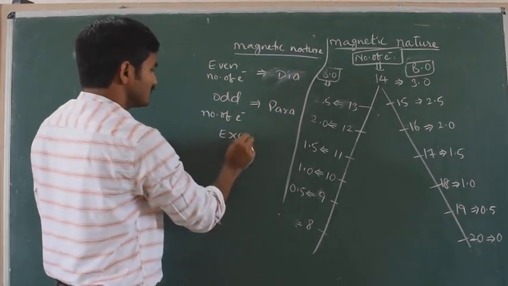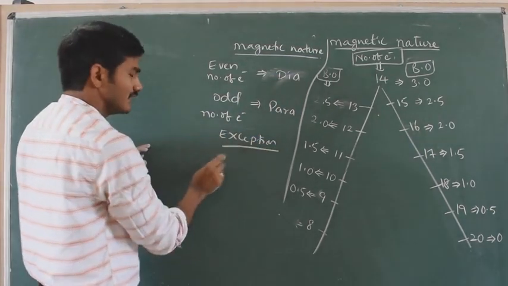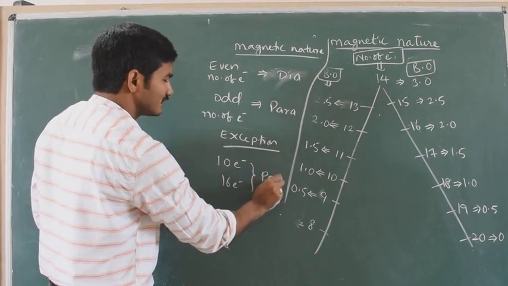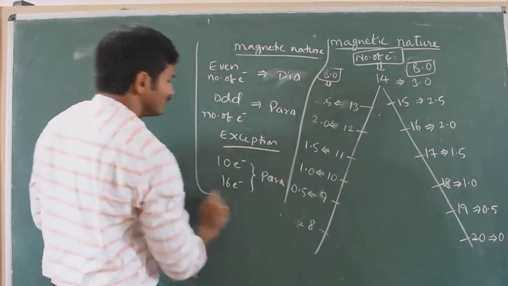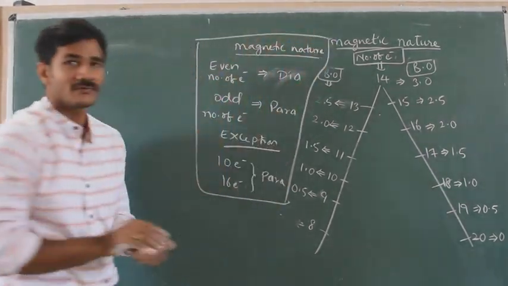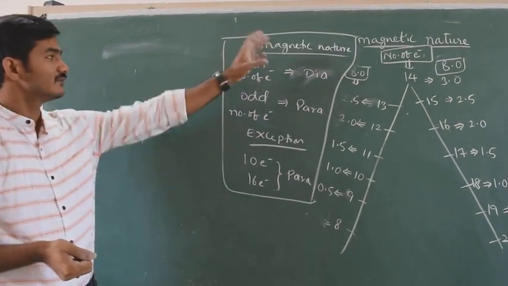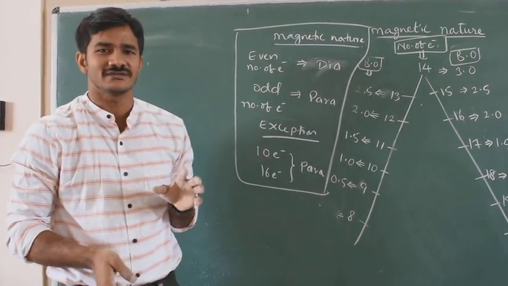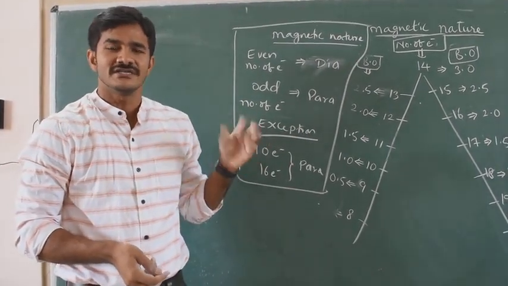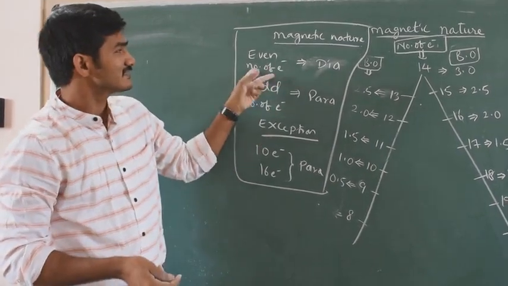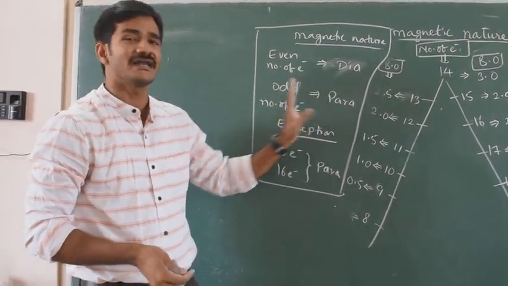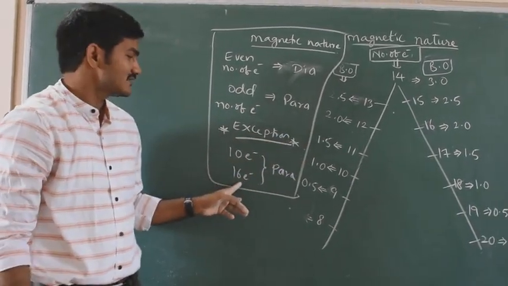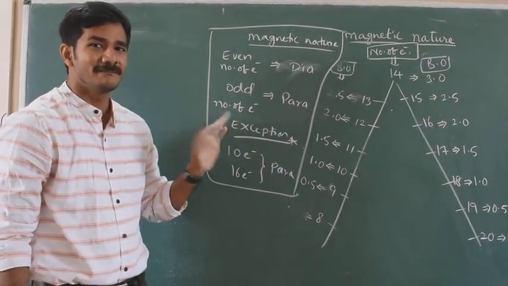Here we have an exception: 10 electrons, 16 electrons. Even though they are even, we have them as para. This is the trick to find out the bond order. So magnetic nature, like bond order, we can find out from the number of electrons. For O2, N2, C2, we find the number of electrons. If the number of electrons is even, diamagnetic; odd, paramagnetic. But this is a very important exception we have to know: 10 electrons, 16 electrons, even though they are even, we treat them as para.